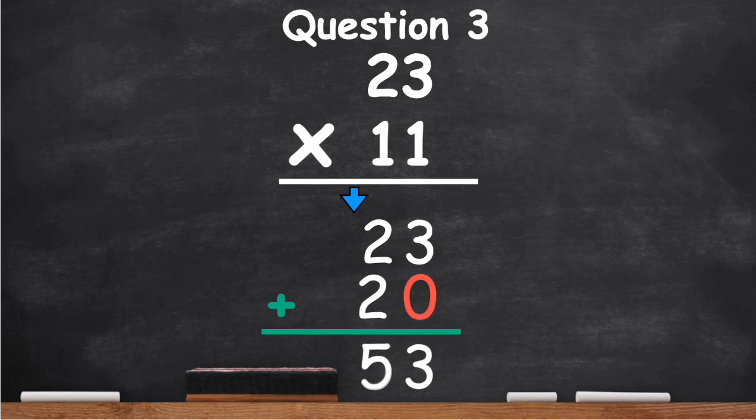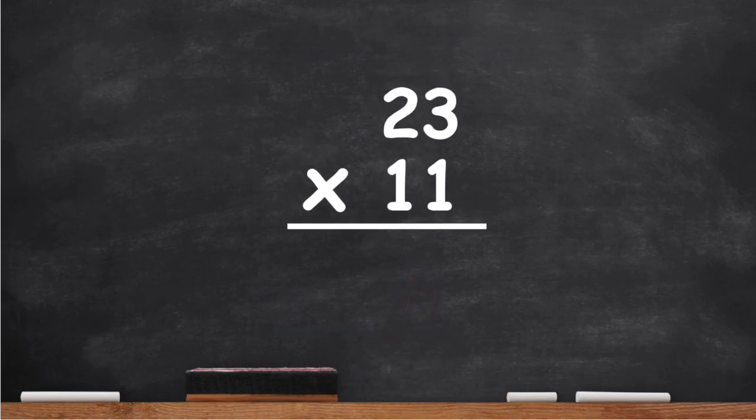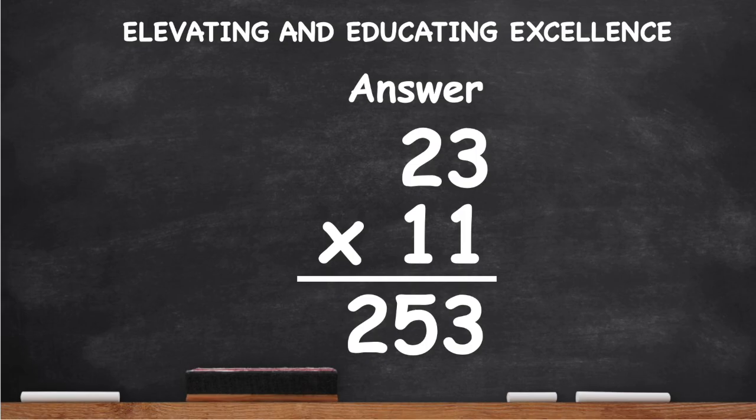Now we're going to do the last column, which is the hundreds column. Because there's not a number above the 2, we can just simply bring that 2 right down to the answer section, and our final answer is 253. Again, the answer is 253.